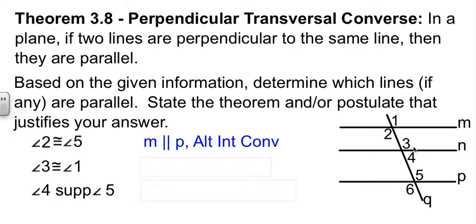Okay. What about angle 3 and angle 1? The lines they're on are M and N, so I could care less about line P right now. What kind of angles are 1 and 3? Hopefully you're saying to yourself that they're corresponding angles because they're in the same basic place. Since they're corresponding angles, we can say M is parallel to N, by the corresponding converse.